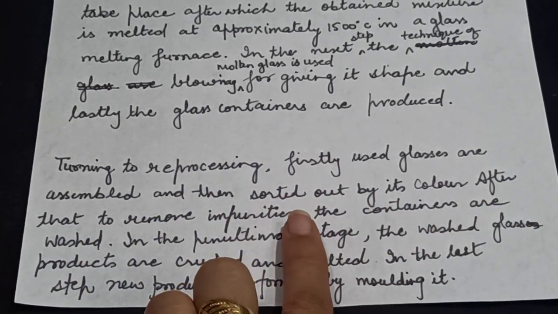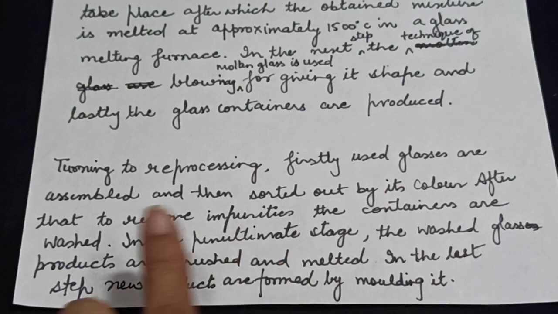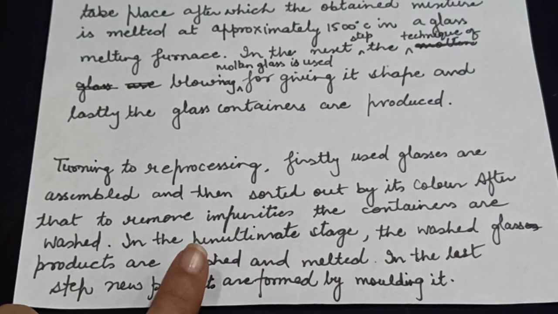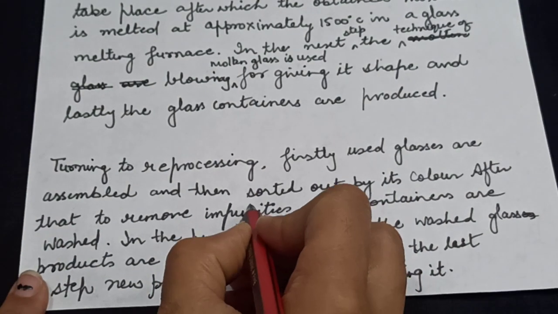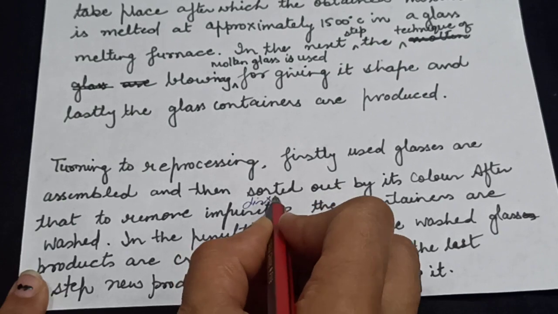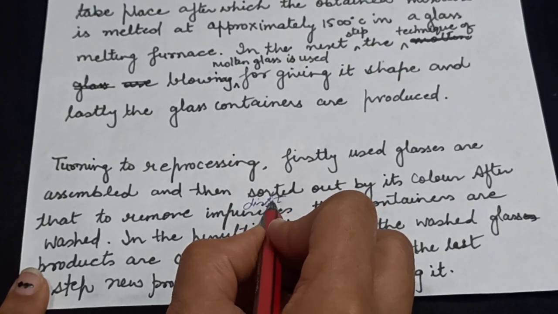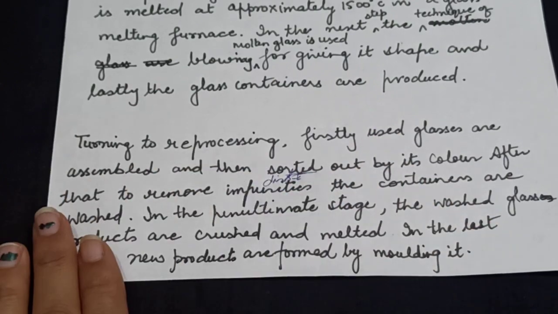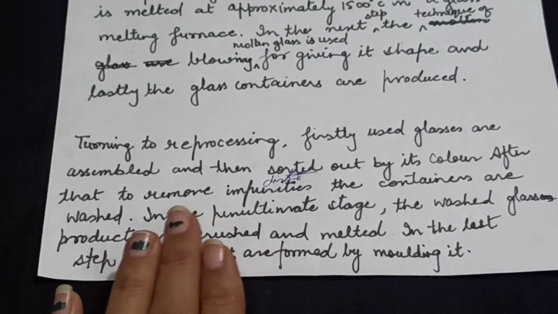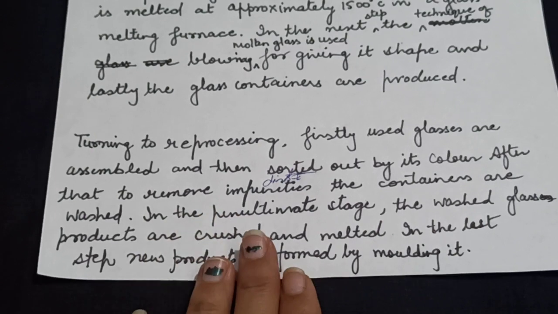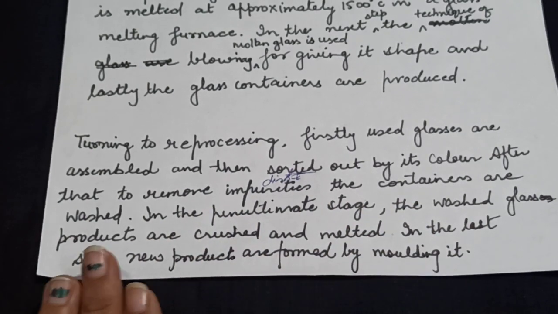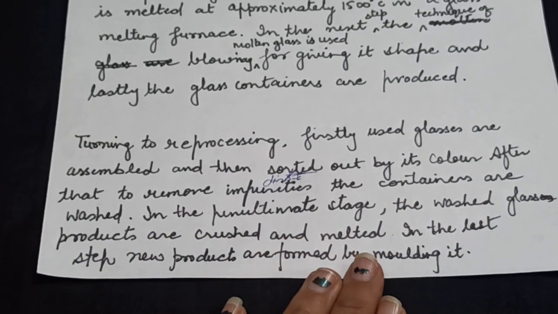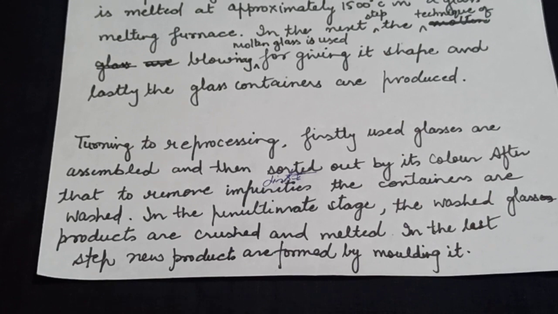After that, to remove impurities, the containers are washed. Means to remove impurities, you can also write to remove dirt. If you want to use any synonym here, you can use dirt. So the containers are washed to remove dirt. In the penultimate stage, means the second last stage, the washed glass products are crushed and melted. Then after washing, they are crushed and then melted.